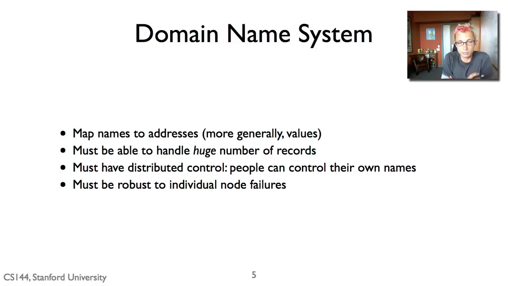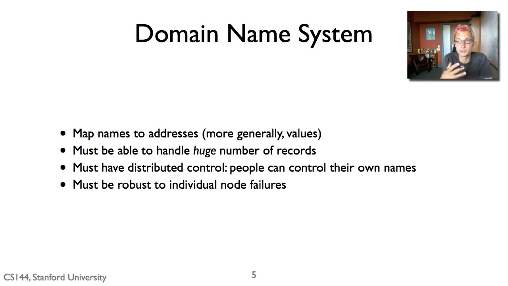The basic problem that DNS is trying to solve, the basic task it's trying to complete, is to map names, human readable names, to addresses, or more generally these days to values. Originally it was to map to IP addresses. It turns out nowadays you can use it for much more. And there are a couple of design considerations for the domain name system. The first is we'd like to be able to handle a huge number of records, right? In theory, there are 2 to the 32 IP addresses. We should be able to map names in that kind of order.